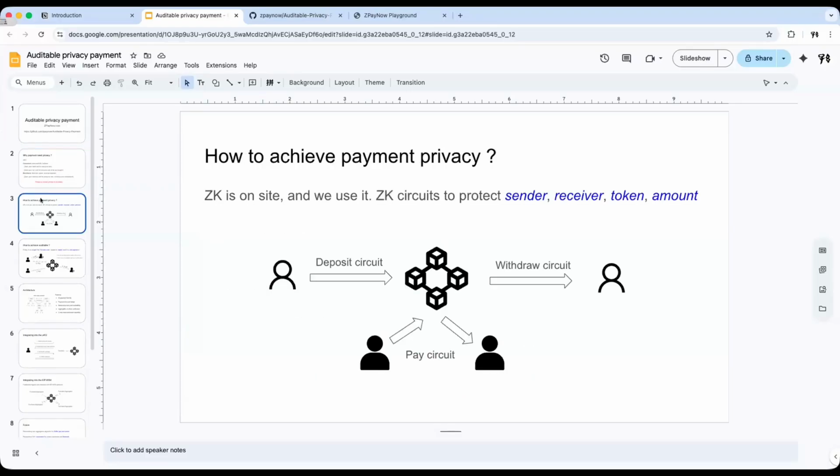Okay, so how do we achieve privacy? The first choice is ZK. We can use ZK circuits to protect the sender, receiver, token, and amount, all of it. Others cannot know who is making the payment and how much has been paid.